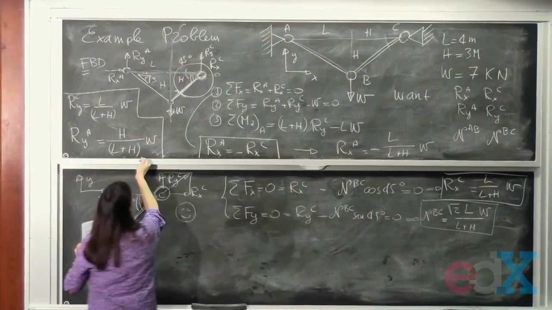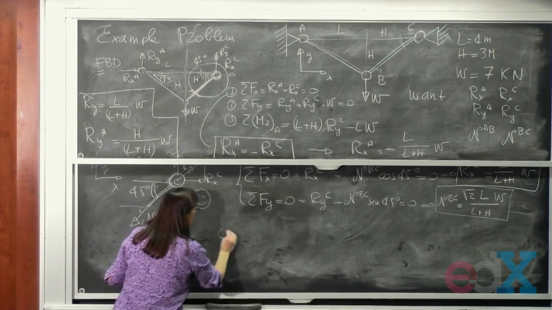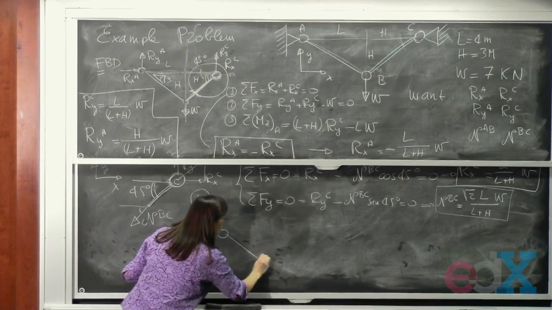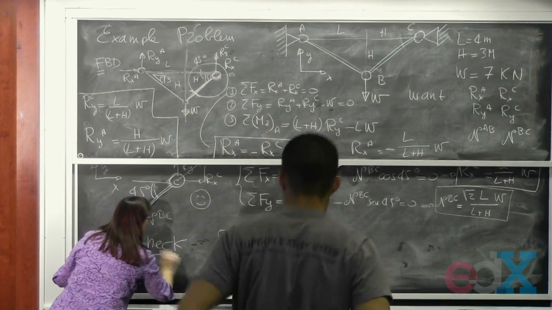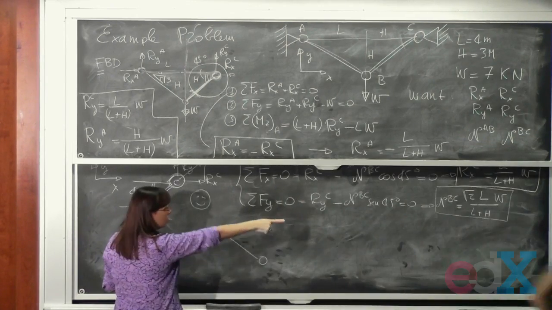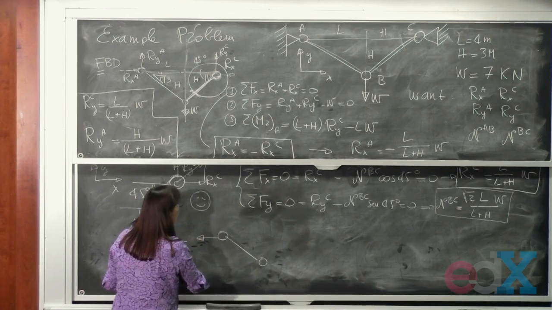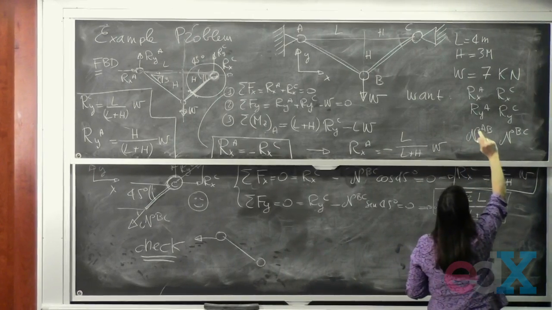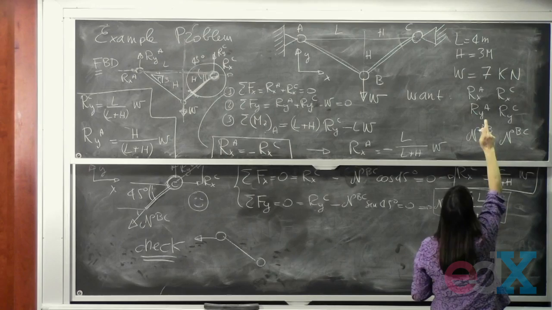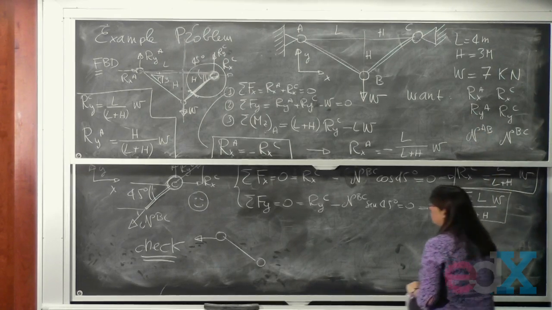Believe it or not, this is already a solution. So let's see if things make sense. I got the pins. So always check. After you find your solution, check it. So your Rxa is minus L over L plus H times W. Let's put the numbers in. L over L plus H is 4/7 of W, so that is 4 kilonewtons.